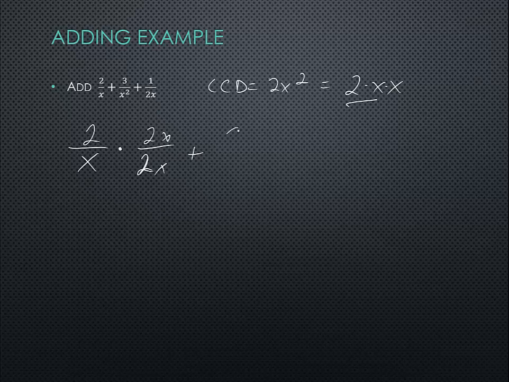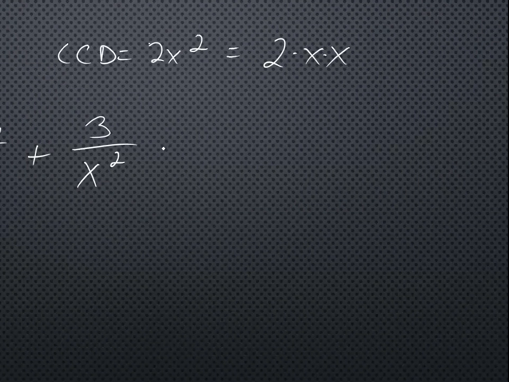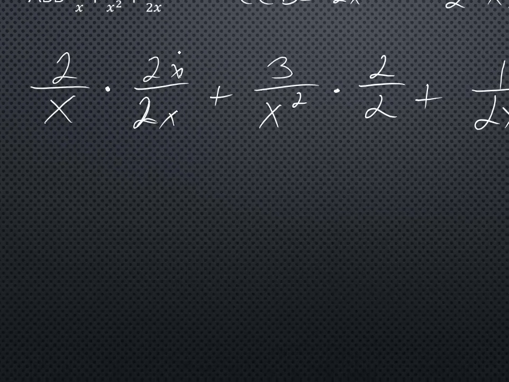And then plus 3 over x squared. What are we missing from the LCD that's not on our denominator? A 2, so multiply by 2. And then 1 over 2x. What's in our LCD that isn't in our denominator? One of the x's. So multiply by x. And now multiply your fractions together.